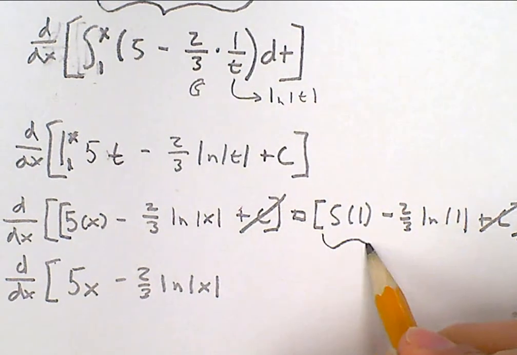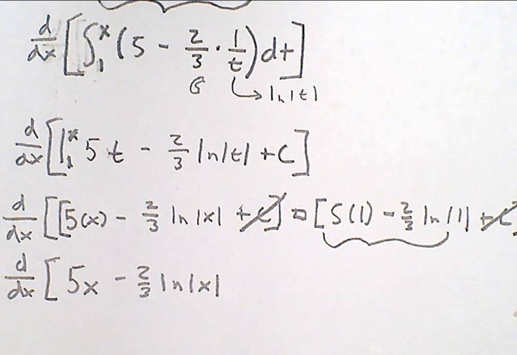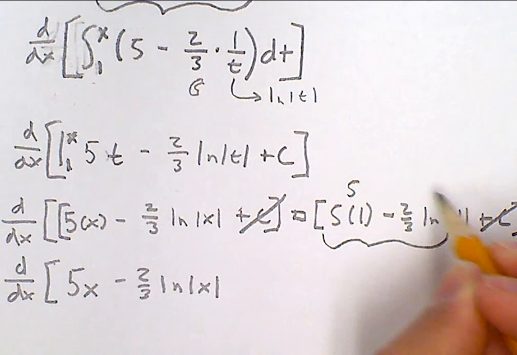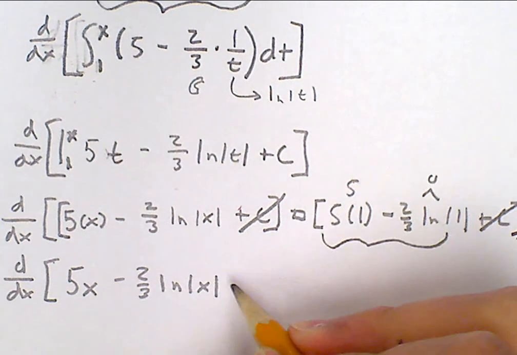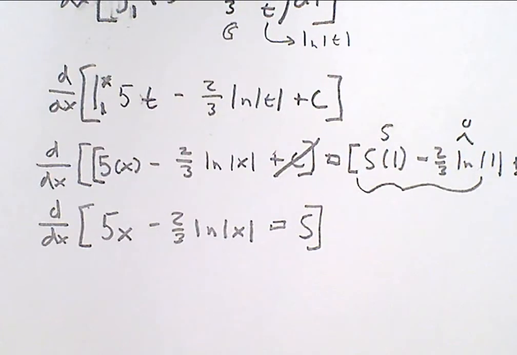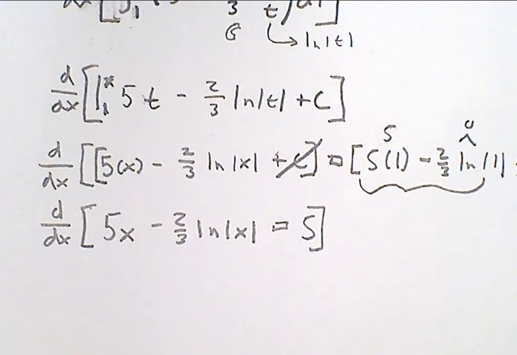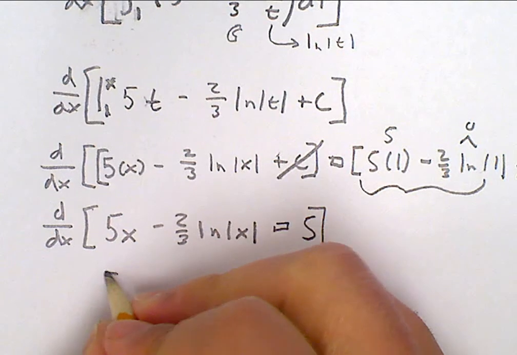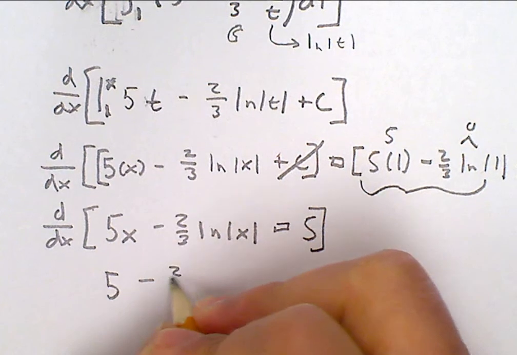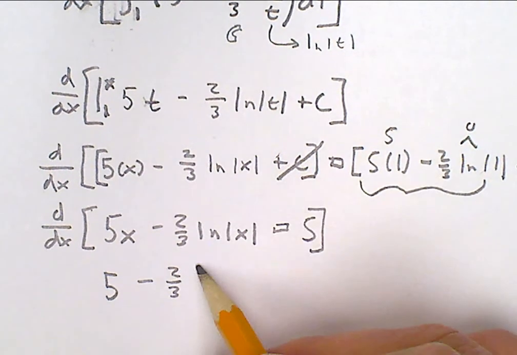So what is this, y'all? This is 5. And what's natural log of 1? 0. So minus 5 is all we have left over. All right, so now we take the derivative of that. So go ahead and take the derivative. The derivative of natural log of x is 1 over x.